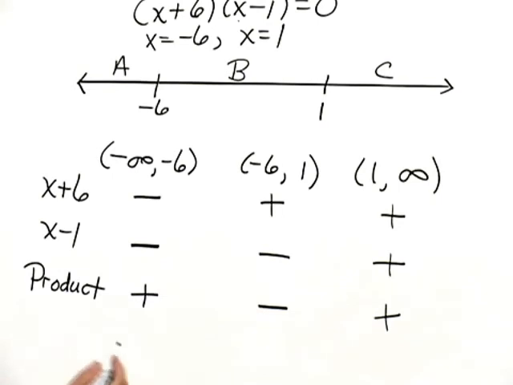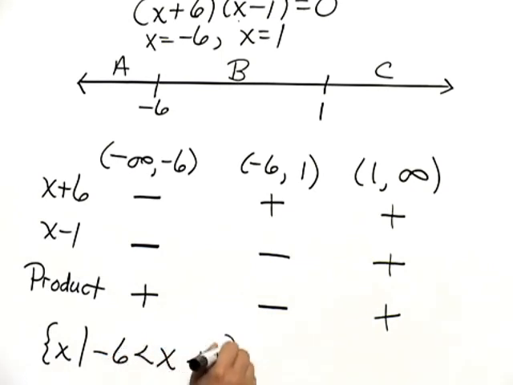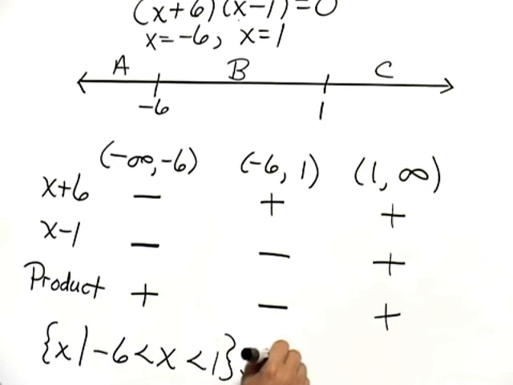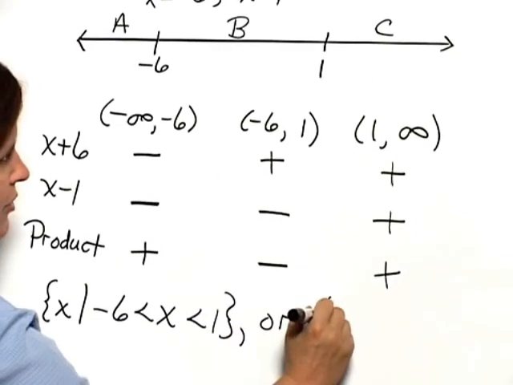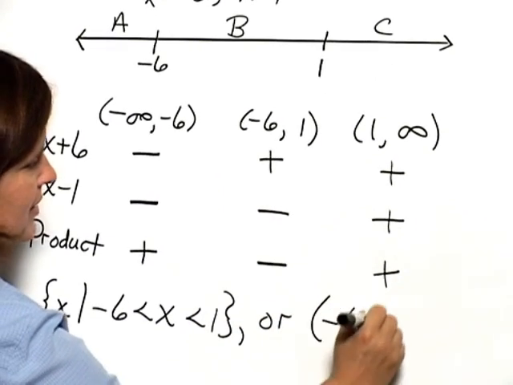We don't include the endpoints because the symbol is strictly a less than. So our answer would be the set of all x such that negative 6 is less than x and x is less than 1. Or in interval notation, we can write the interval from negative 6 to 1.